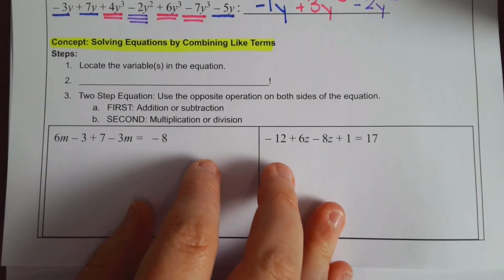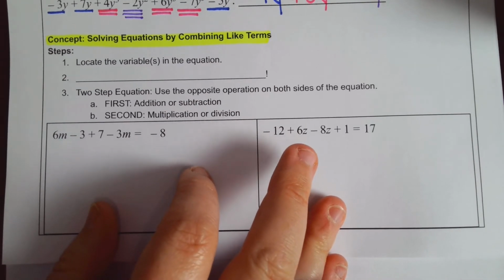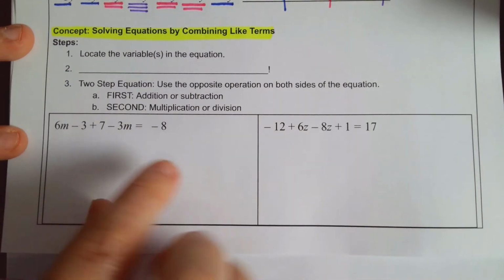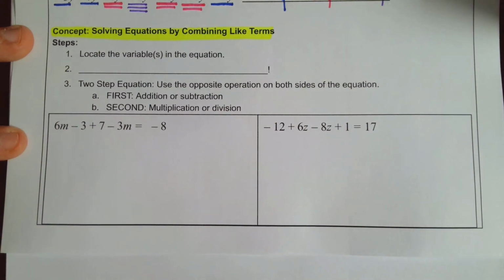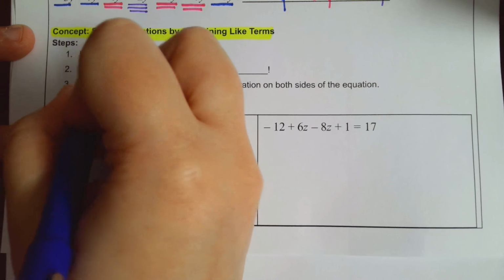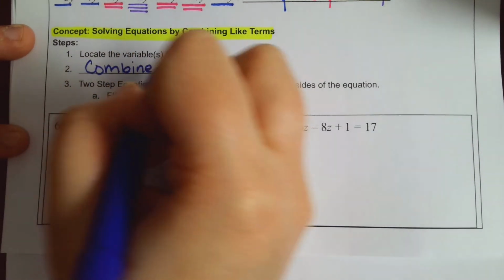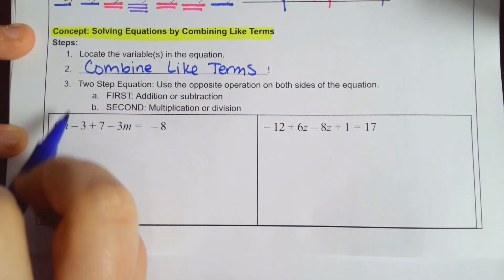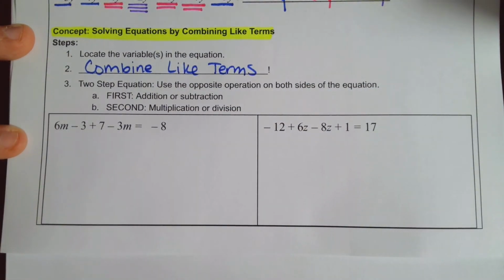All right, now let's talk about solving equations with combining like terms. So the first thing to do is to locate the variables in the equation. Then we combine like terms. And then finally, solve it as a two-step equation.